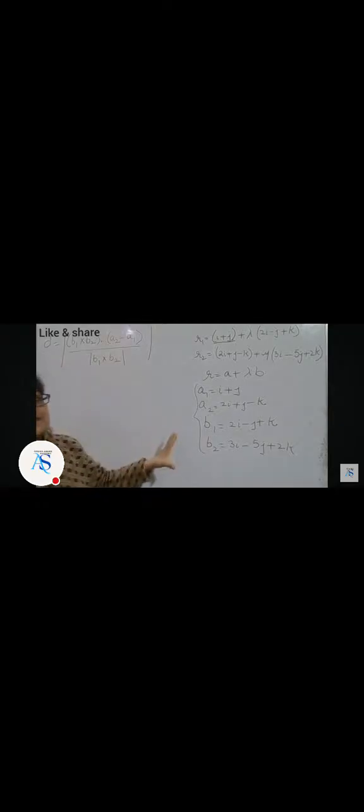Now, using these values, we find the distance between the two lines given in vector form. We have to find firstly b1 cross b2. For this, we write here i, j and k. Now b1 is 2, minus 1 and plus 1. Now for b2 we have 3, minus 5 and 2.